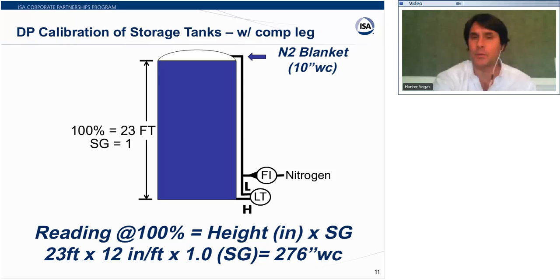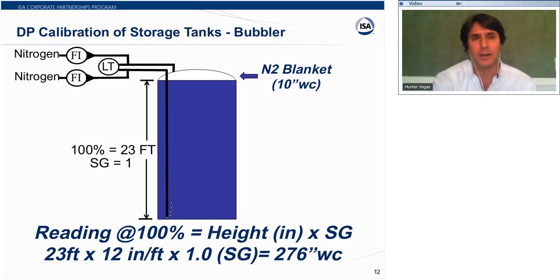Let's talk a little bit about some other ways to get that same measurement. One way is a bubbler. Bubblers are very old technology. They've been used for years and years. They've kind of fallen out of favor because of some VOC issues, and we'll talk about that. But the idea is pretty straightforward.